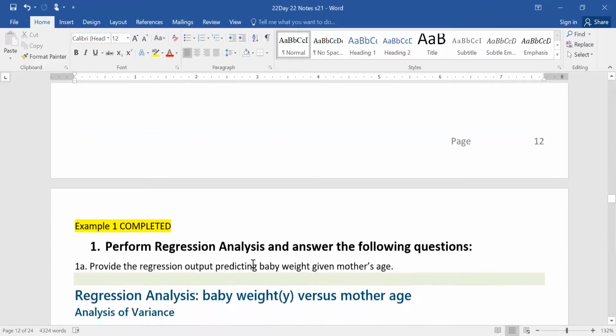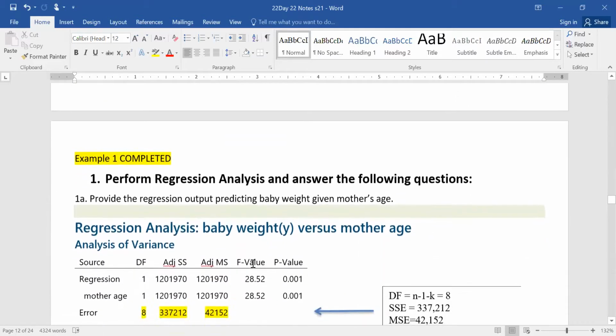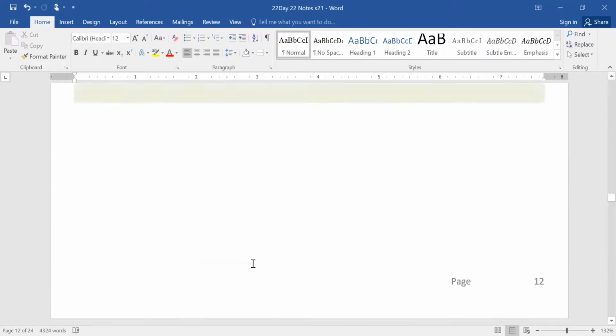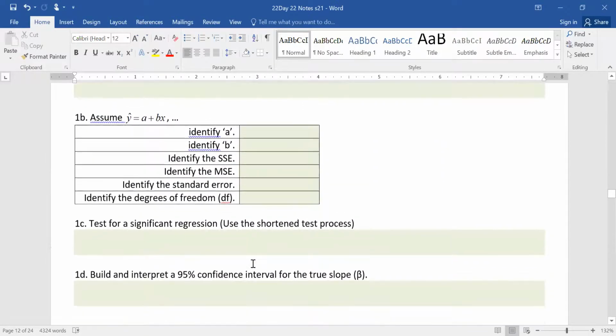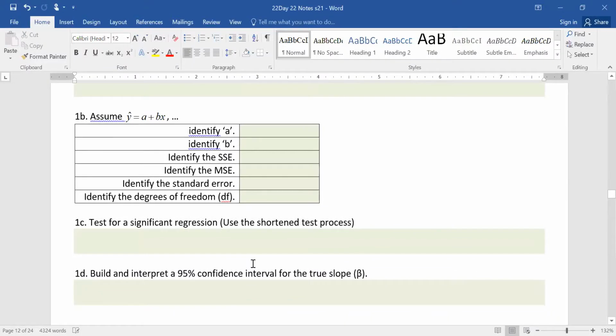So on page 13, we have the completed example, but I want to go ahead and open up that Minitab and we'll work through this. We're going to build our model. We're going to identify some of these values, and then we'll work through the test process and the CI. So I'm going to share my Minitab screen.